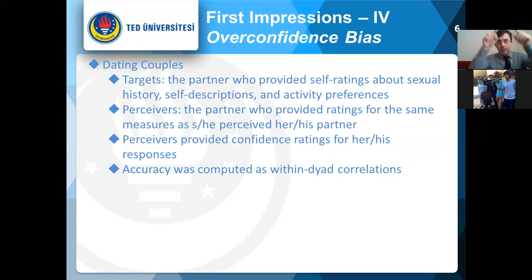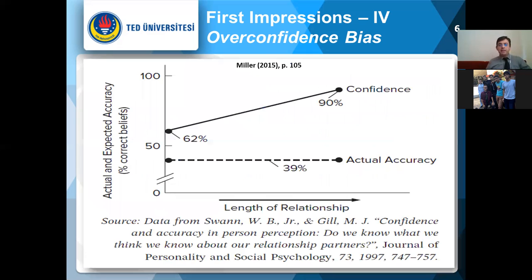Now, there are many different qualities that are asked to Ahmet, and if Ayşe's answers and Ahmet's answers are very similar, the correlation coefficient between Ayşe's ratings and Ahmet's ratings should be high. This is the operational definition of accuracy in judgments of Ahmet, of the perceiver. So what are the results? Now look at these results. This study is by Swen and Jill about the confidence and accuracy in person perception.